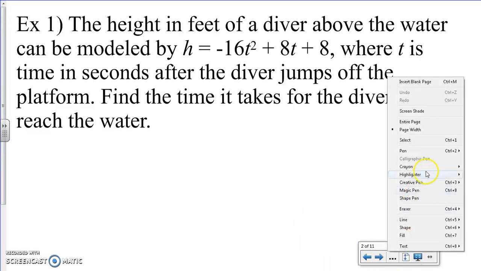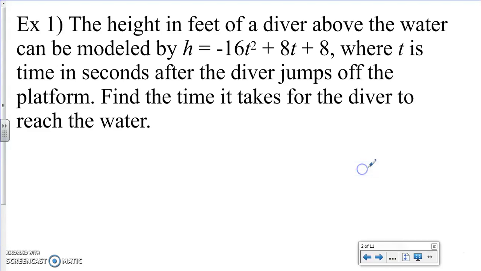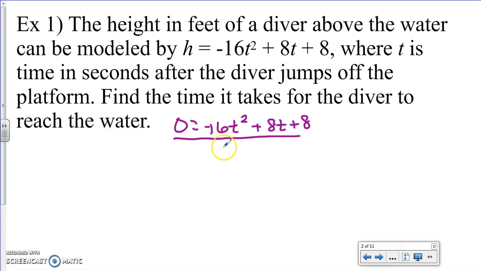What I want you to consider is his height above the water when he reaches the water is going to be 0. So really, all we need to do is take that equation and put a 0 in for the h. Okay, then when I'm deciding how to solve, the first thing I'm always going to look for is a GCF. Notice I can divide all of these by 8, and I'm actually going to divide them all by negative 8. So when I do that, I'm left with 0 equals 2t squared minus 1t minus 1.